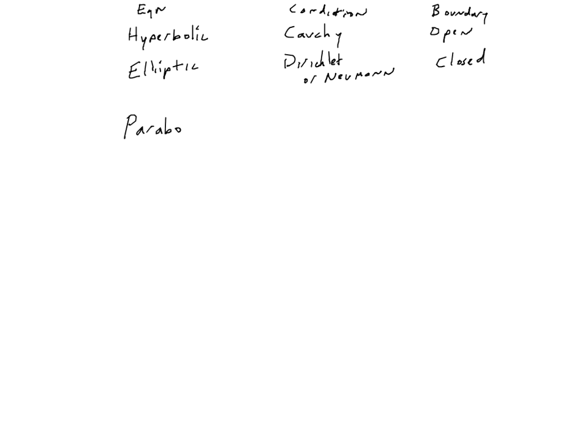Or parabolic. And parabolic also uses Dirichlet or Neumann, and these are open. The reason why I guess these two would be open is because you do have the characteristics. Somehow that affects how that would work.